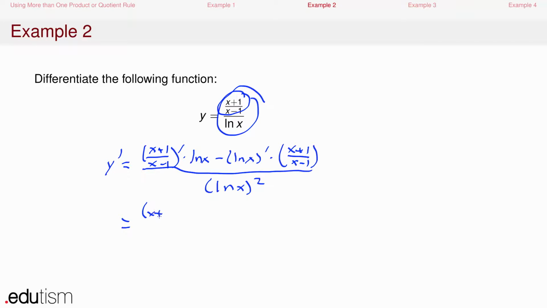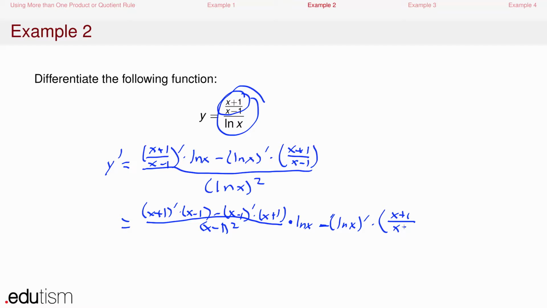So here I'm going to do the derivative of x plus 1 times the bottom, which is x minus 1, minus the derivative of the bottom, which is x minus 1, times the top, which is x plus 1, all over the bottom, which is x minus 1, squared. This whole thing is multiplied by ln x. Then I'm going to subtract ln of x prime, and I'm going to multiply that by x plus 1 over x minus 1. This whole thing needs to be divided by ln of x squared.